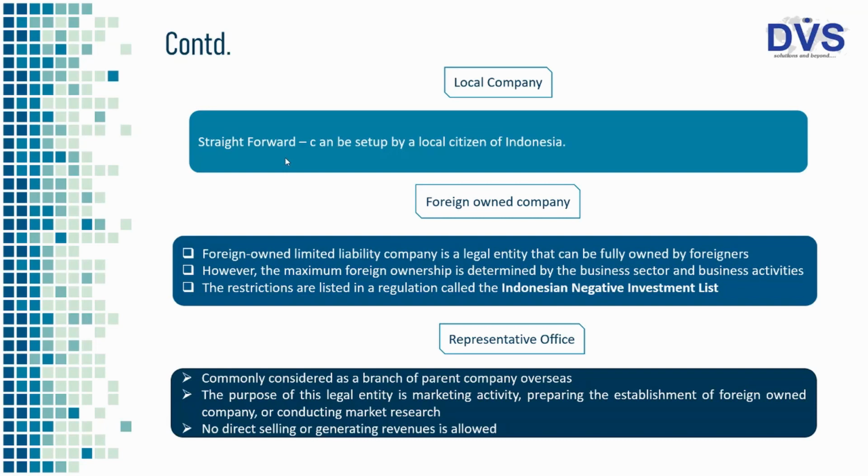And the representative office, commonly considered a branch of a foreign company. The purpose of this legal entity is just marketing activity. They will not be able to do any direct selling or any revenue generation. They can conduct market research, or prepare for the establishment of a foreign-owned company, or do certain marketing activities of their products in Indonesia. But as we discussed, there is no direct selling allowed for a representative office.